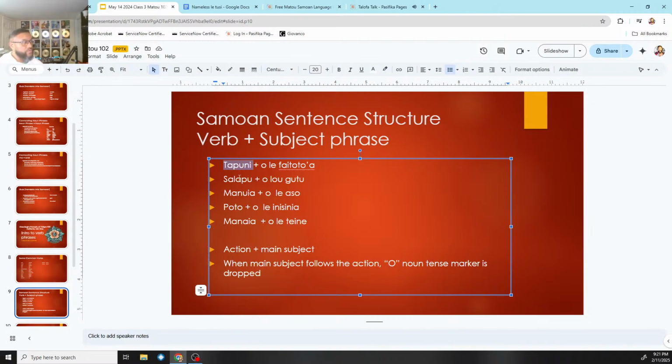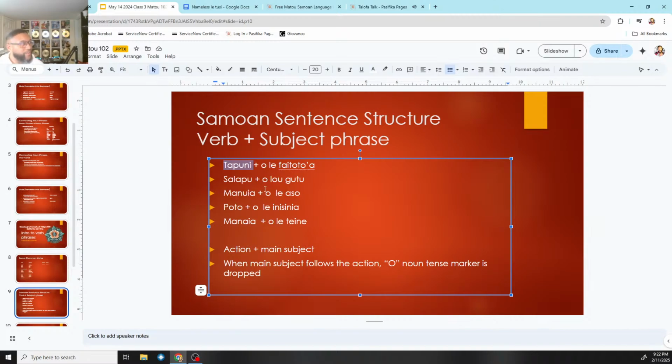Tapuni means to close. Tapuni, to close, right? And then the subject phrase. So we have a verb, and then we have a subject phrase. Our subject phrase is o le faitotoa, right? That means it is the door. So close, and then we have it is the door. We have salapu, which is to be quiet, or in an impolite way, shut up. So salapu, shut up your mouth.